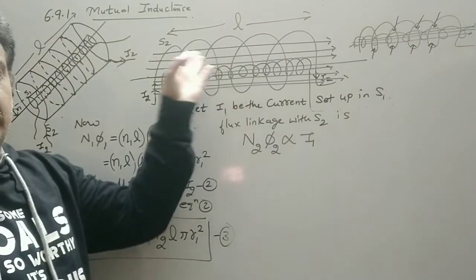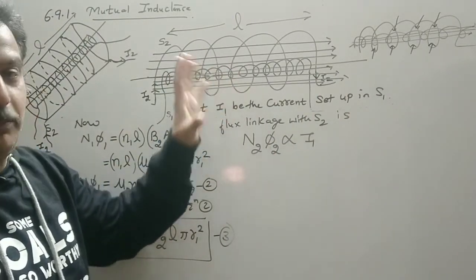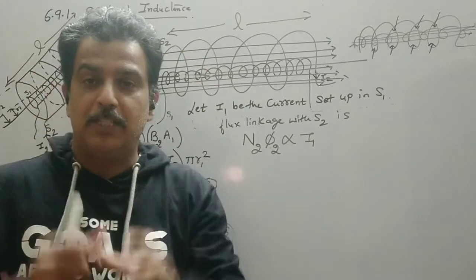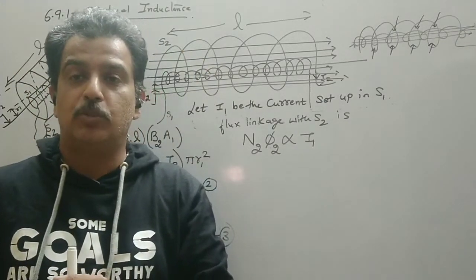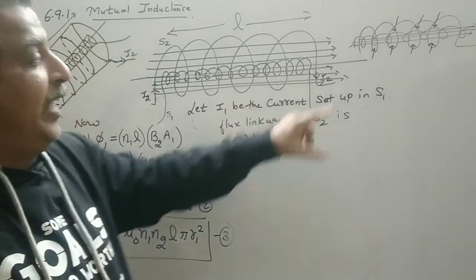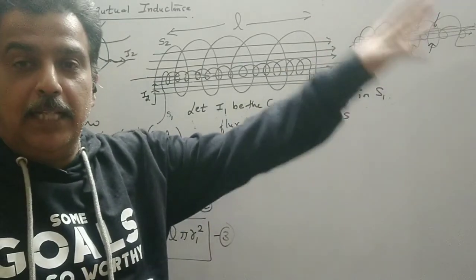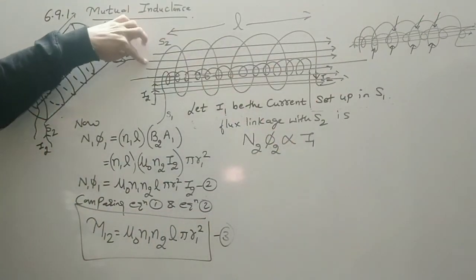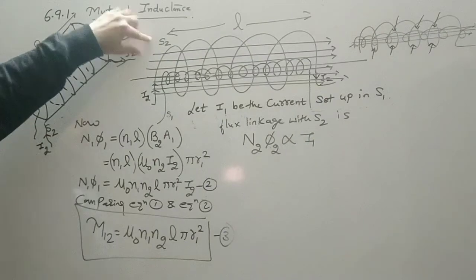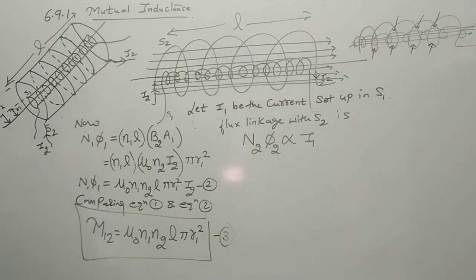Even if it produces 10 field lines, the total lines passing through the inner will be 3 because of its dimension. Its radius is small as compared to the outer solenoid. So the maximum field lines passing through the inner solenoid is, suppose, 3. Then when I pass the current through the outer solenoid, also the 3 field lines pass through it due to its dimension.